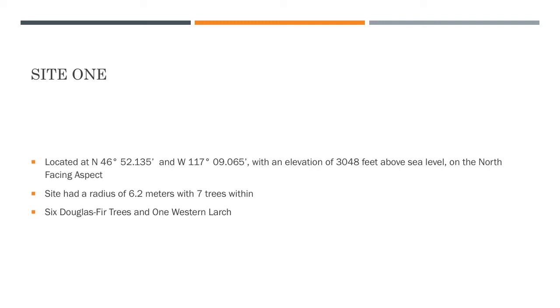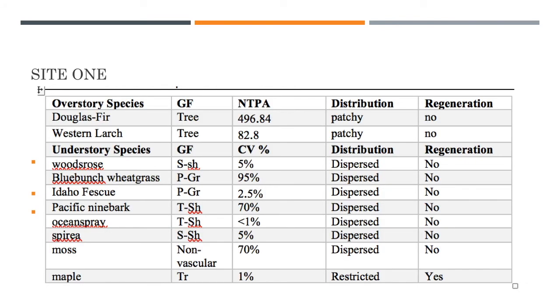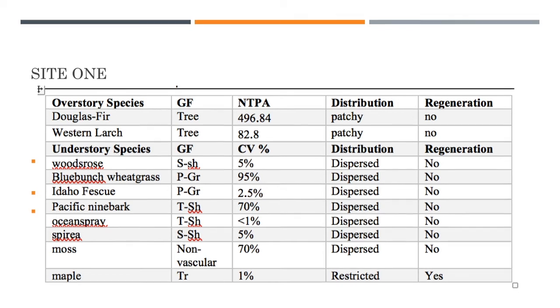The understory was much more diverse with different graminoid species, as well as shrubs such as Pacific ninebark, woodrose, oceanspray, and spirea. The ground was mostly covered in bluebunch wheatgrass at approximately 95% cover. And over that, Pacific ninebark was the most common middle story cover at 70% cover. The forest floor was covered in moss and grasses with close to no soil exposure.